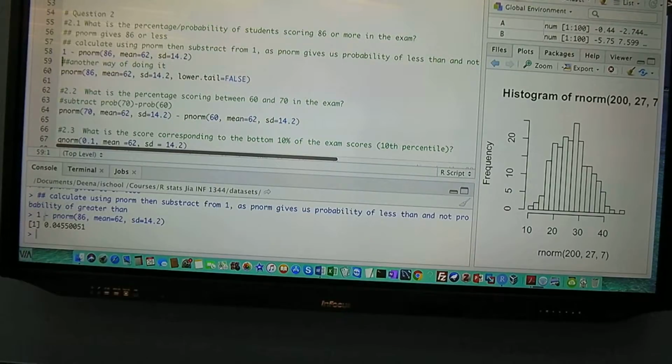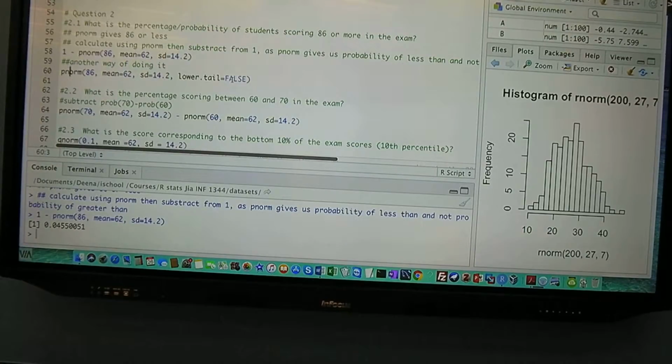Another way to do it is actually here. P norm, but here I'm not going to say 1 minus. I'll just do it right away. P norm, 86, mean equals 62, standard deviation 14.2. Everything the same, but I just write another argument saying lower dot tail equal false, meaning I don't want this lower tail, I want the upper tail. This is called lower tail, and this is called upper tail. By default, in P norm, the lower tail is true. Like by default in R, P norm gives me this area.